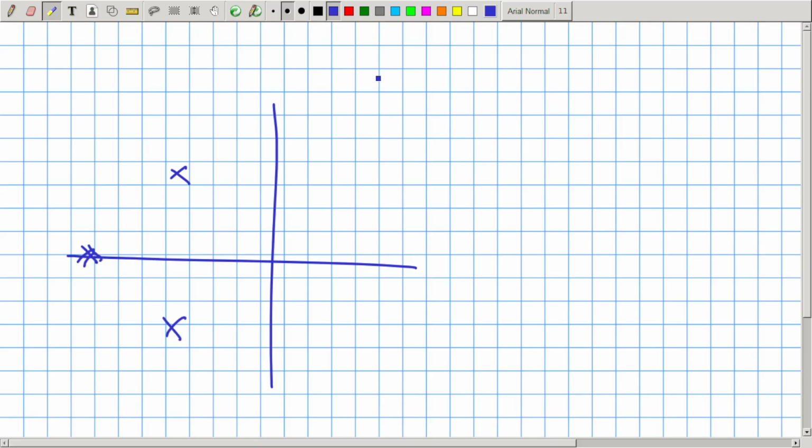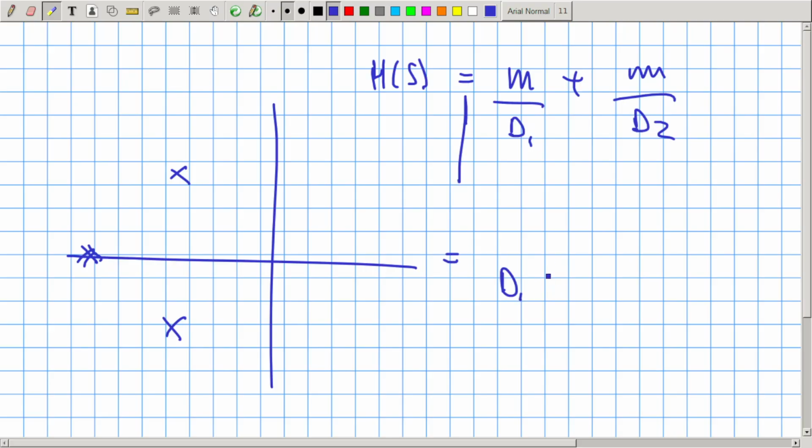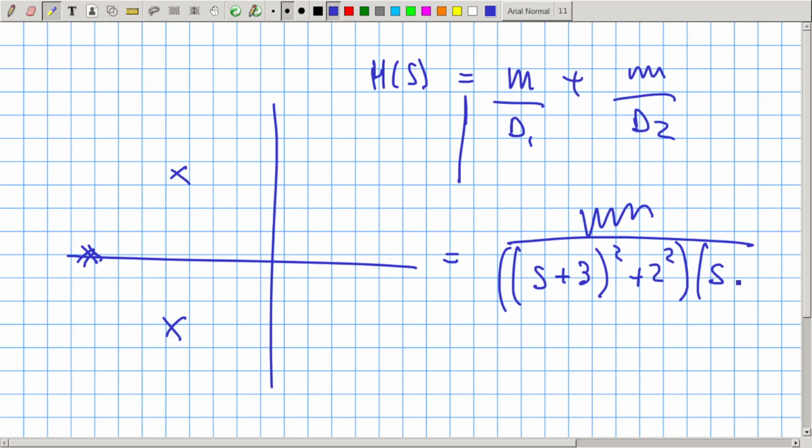It means that h of s was first part plus second part. The first part was having a denominator, second part was having a denominator, true? That actually I can write this as d1, d2 whole numerator. Or expanding, s plus 3 squared plus 2 squared times s plus 5 squared. Together?